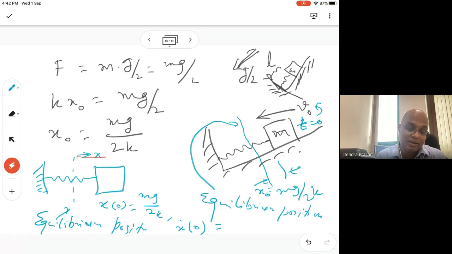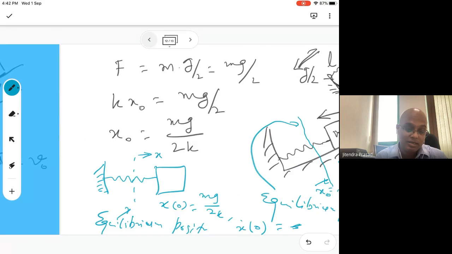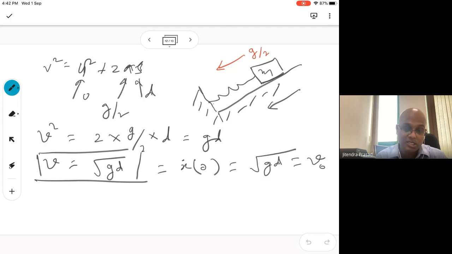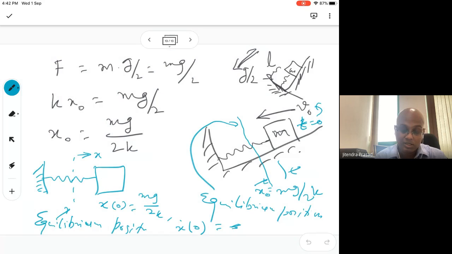and x dot 0 is given by the velocity, which is in the opposite direction. If x, our displacement, is this way, the velocity is the other way. So x dot is equal to minus the value we have found out earlier, so root gd, equal to minus root gd. Okay, so finally this is our equation.